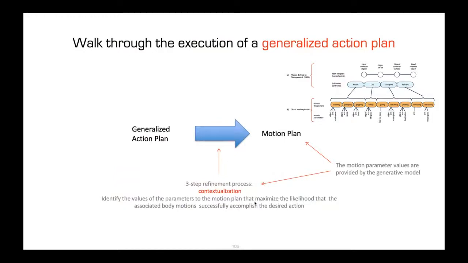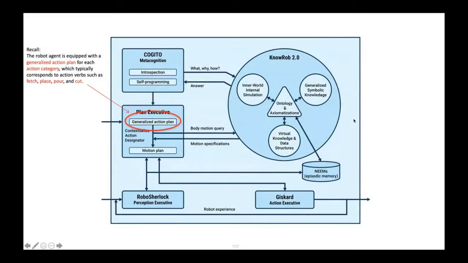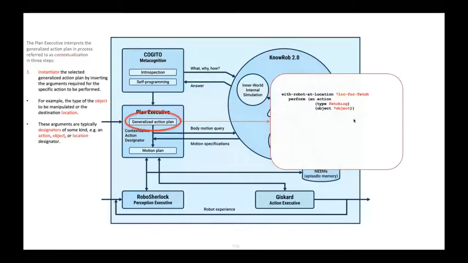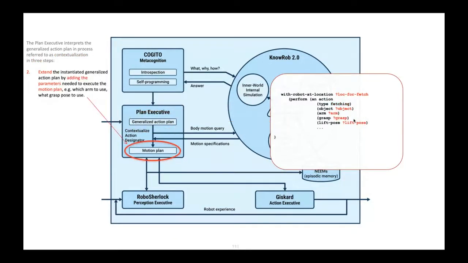So let me walk you through briefly how all of this works. So we're going to map from a generalized action plan to a motion plan. Over here, we need our parameter values. And so the robot has a generalized action plan. So fetch the spoon and place it on the table. This is my generalized action plan. We've seen this before. And the 3 steps in the contextualization then are create the plan, expand it by identifying all of the action designators that we need here, and all of the object designators and all of the motion designators, which are required in order to build this low-level plan that we saw earlier.